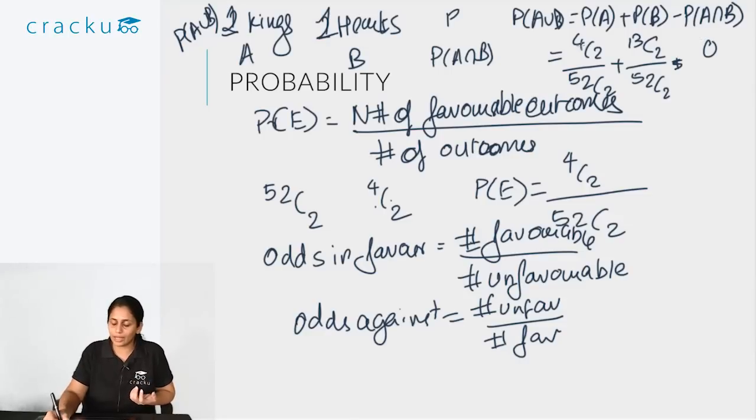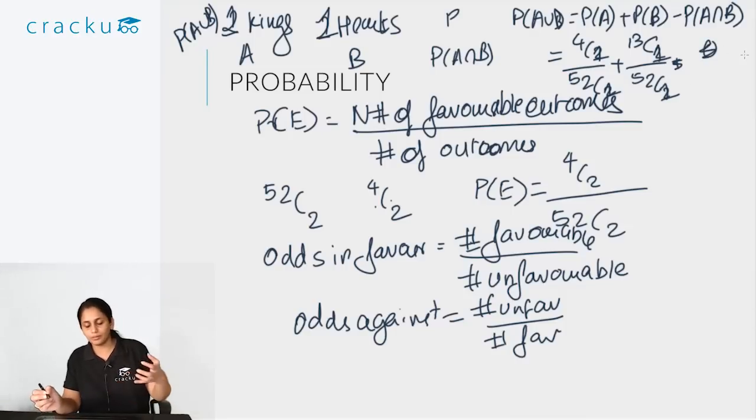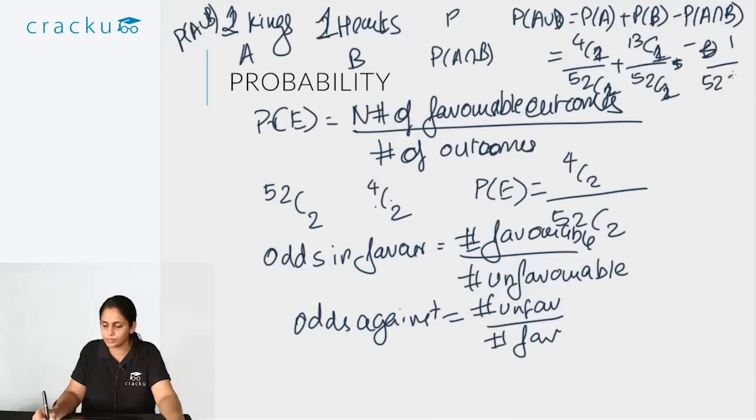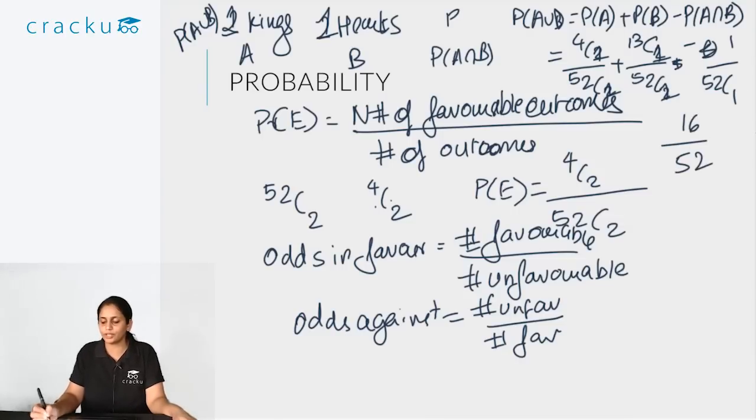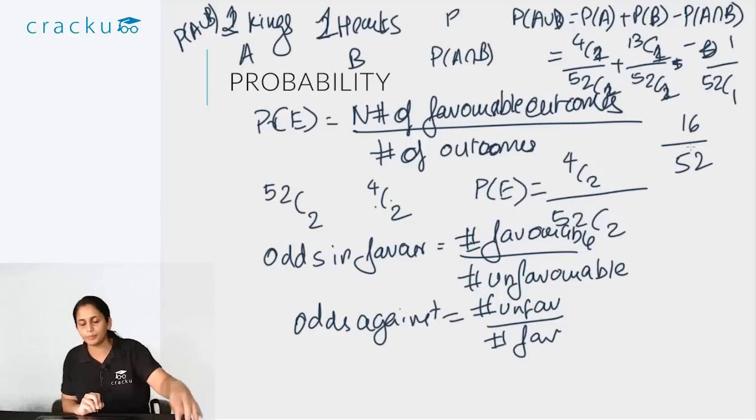So 1 king I can pick in 4C1 ways, and 1 heart I can pick in 13C1 ways, and the total number of cases is 52C1. Now the way I can pick both a king and a heart is one way: I pick the king of hearts. So that is minus 1 divided by 52C1. So I have 4 plus 13 minus 1, so 17 minus 1, so I have 16 divided by 52. So this is the total number of ways I can pick either a king or a card of hearts.